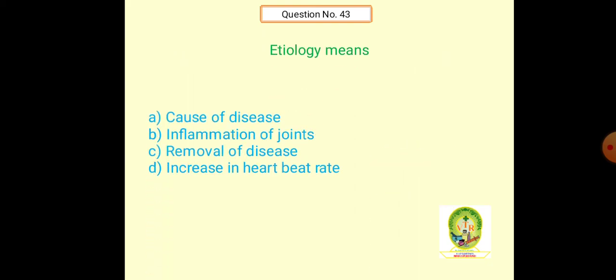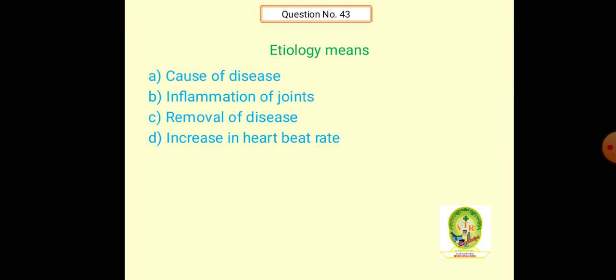Etiology means. Options are A. Cause of disease, B. Inflammation of joints, C. Removal of disease, D. Increase in heart beat rate. Right answer is A.